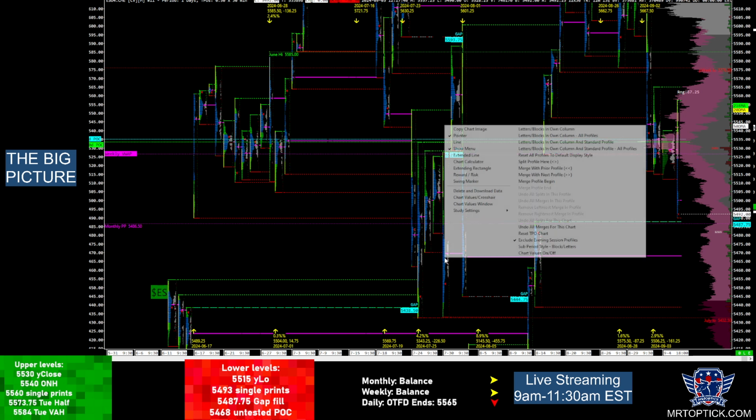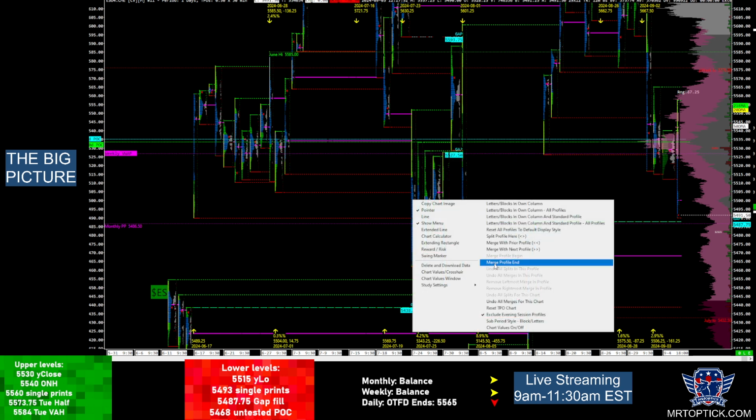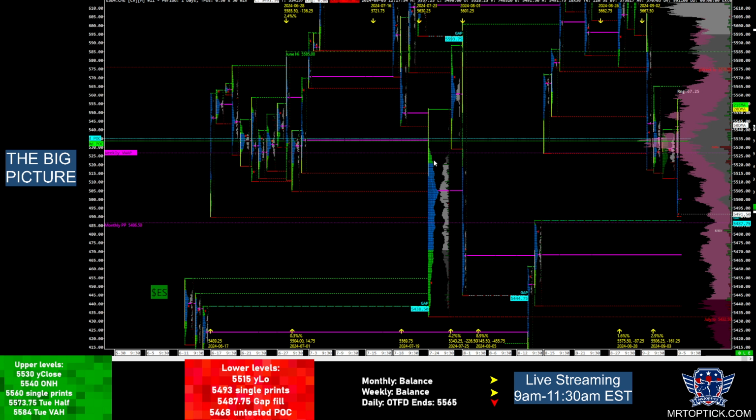Let's see if I can join this. And you can see that if we fill the gap, we could get into this area and tag this untested point of control. It was the point of control for 2 days, right? For this one and for this one. And you can see that there's a lot of volume that traded there. So if the move continues, we're likely to tag this area.